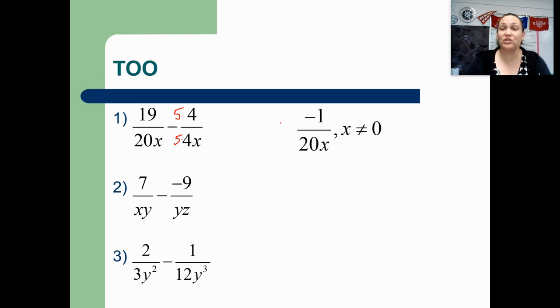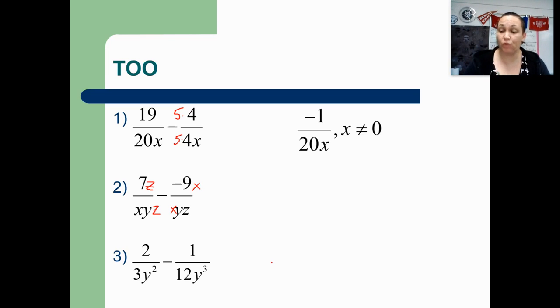For the next problem, when I was trying to find my LCD, I just kind of looked at each denominator and I asked myself, what does the other one have that this one doesn't have? So when I'm looking at my first fraction and I ask myself, what does my second fraction have that my first fraction does not have? I tell myself, oh, it has a z. So if I want them to be the same, I better make this one have a z. And then same thing for the second fraction. So what does the first fraction have, but the second fraction is missing? Well, it's missing a letter x. So I should multiply by x. So the LCD on this problem is xyz.